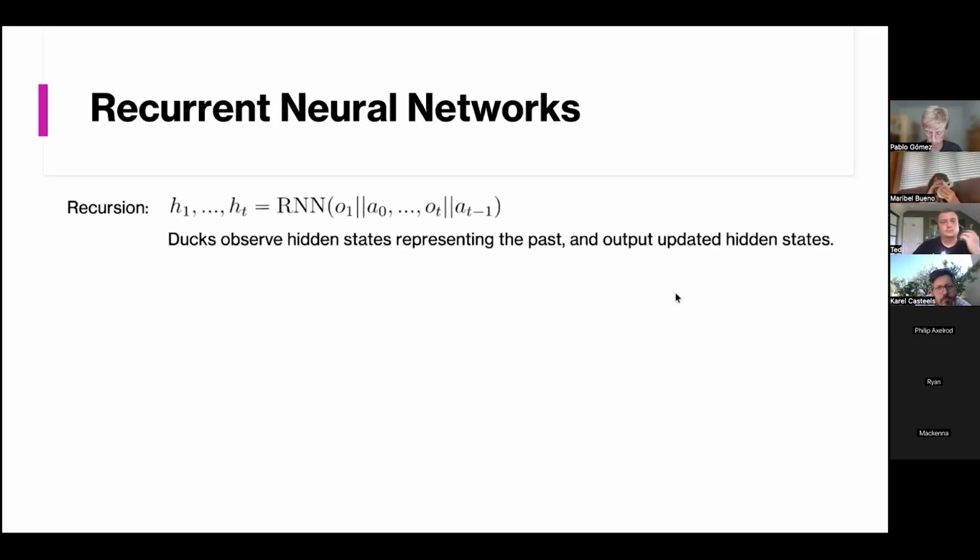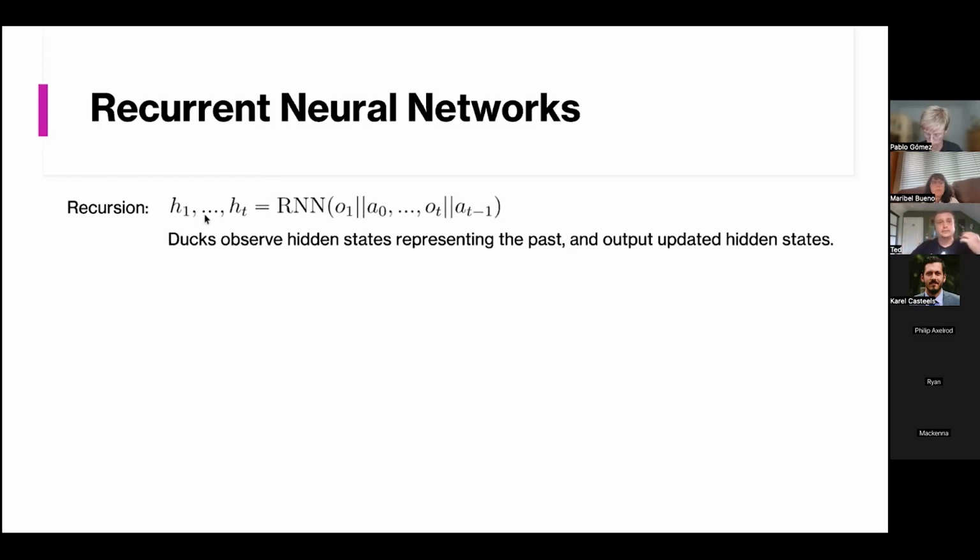So recursion depends on hidden states. H means hidden states. And so we have a hidden state 1, which is generated using this recurrent neural network, using the observation and the previous action. So these bars represent concatenation. You're combining the observation and the action so that we can make something which represents everything that the duck has understood so far within this episode.